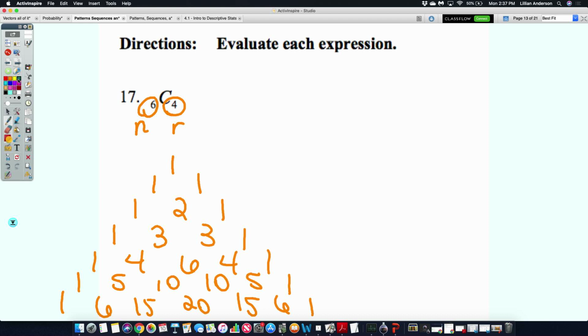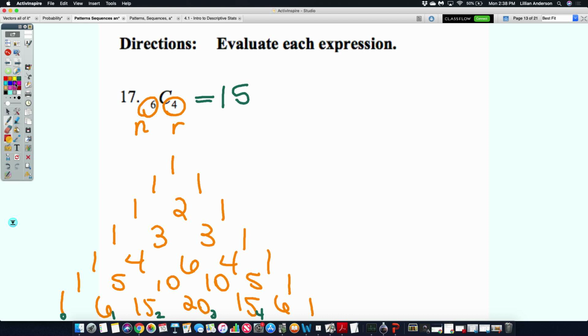So remember, this n told you what row it was, and 4 told you how many terms over, but this was always your initial term, then 1, 2, 3, 4. So 6C4, or 6 combination 4, would be 15. Okay?